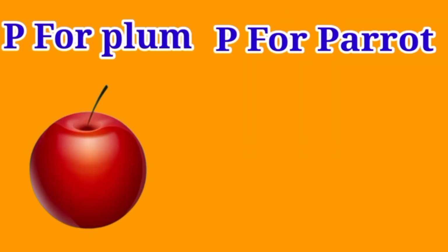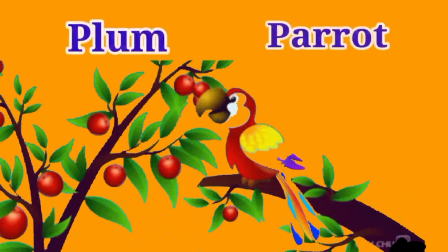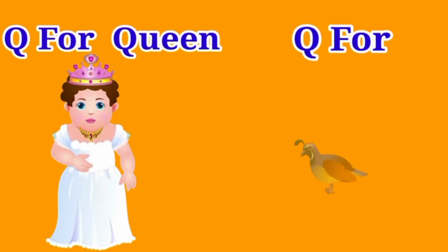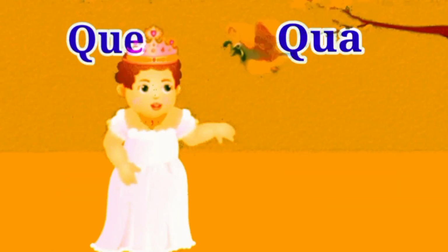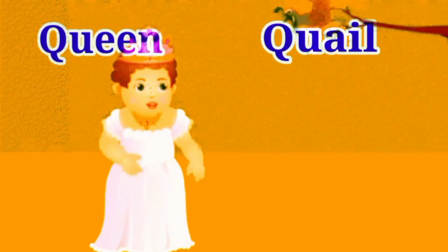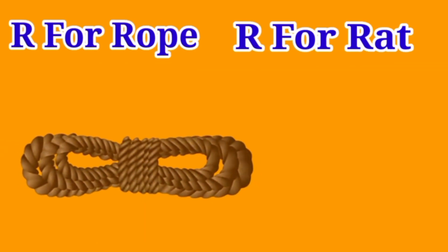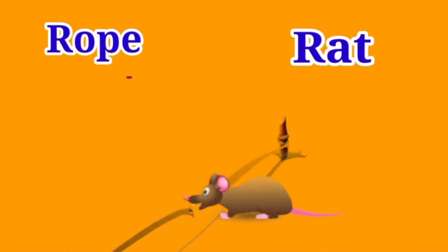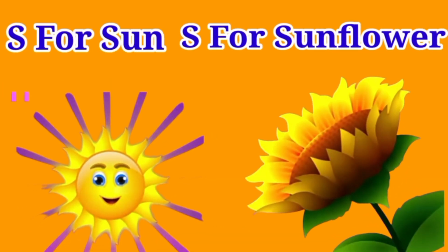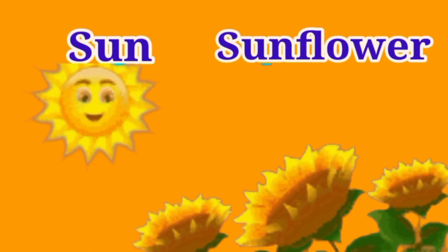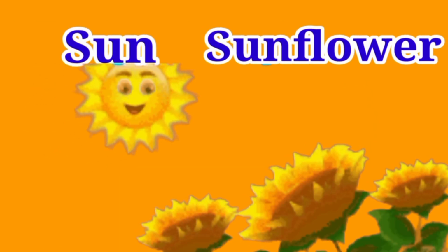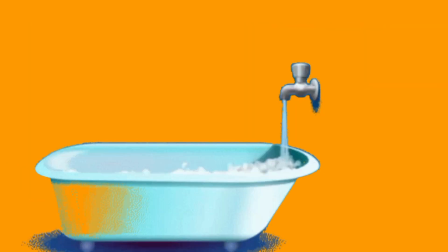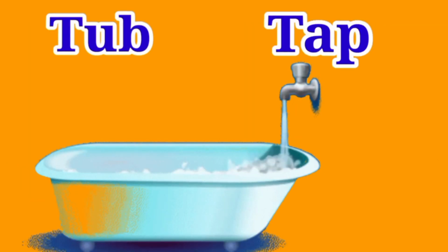P for plum, P for parrot, p p p. Q for queen, Q for quail, q q q. R for rock, R for rat, r r r. S for sun, S for sunflower, s s s. T for tub, T for tap, t t t.